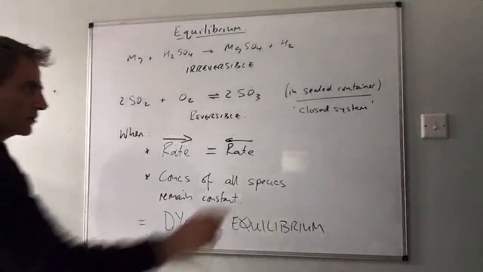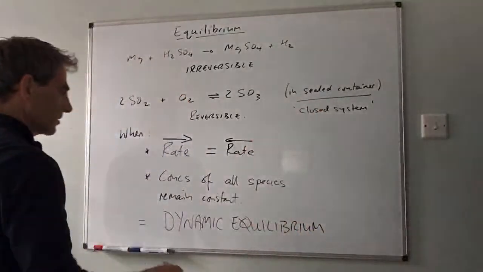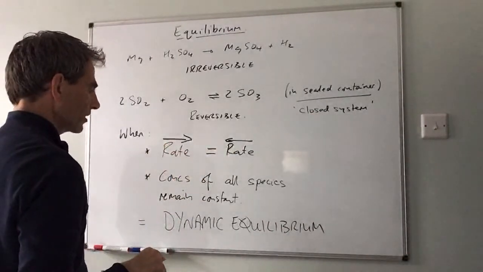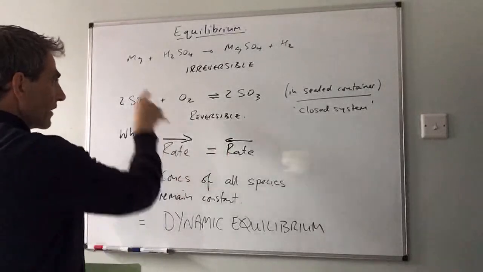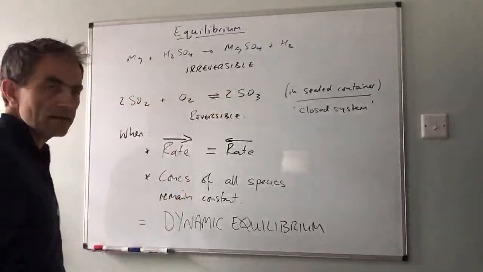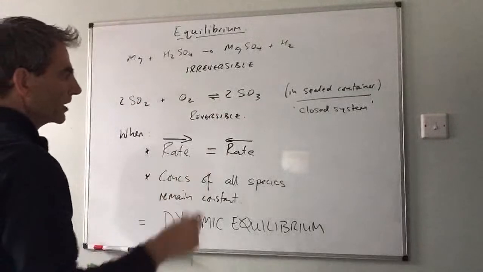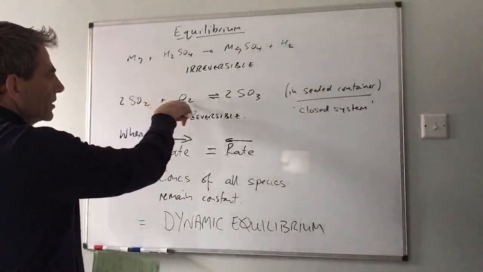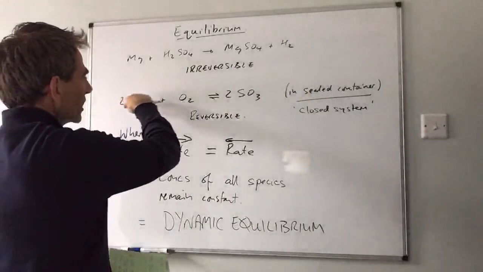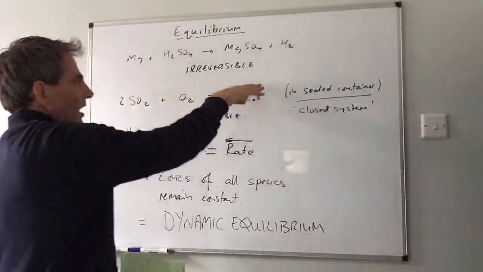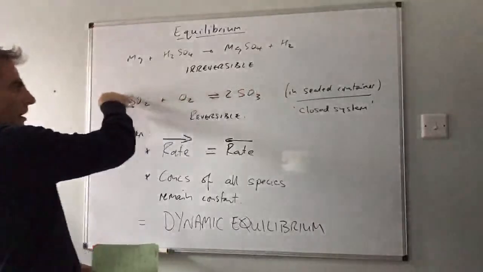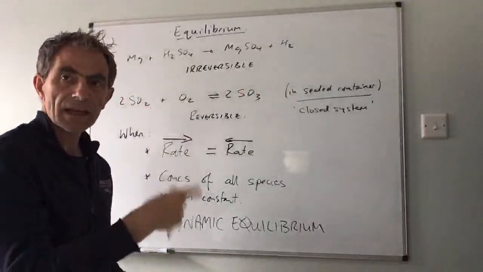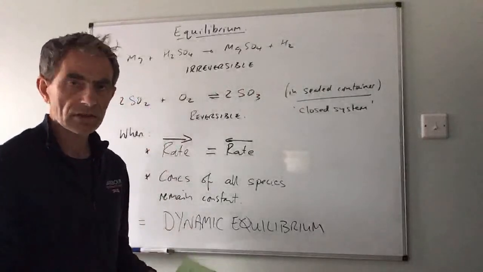So it's got to be in a closed system. The rate of the forward reaction has to equal the rate of the reverse reaction, and the concentrations of everything remain constant. Hopefully you can see why, because if the sulfur dioxide and oxygen are breaking down as quickly as the sulfur trioxide is breaking down, then their concentrations will effectively remain constant. They're not going to change.